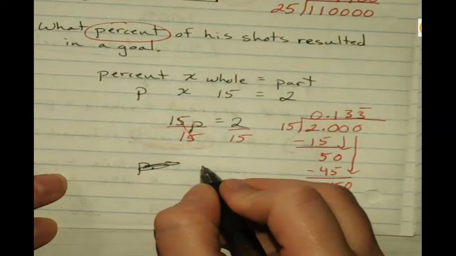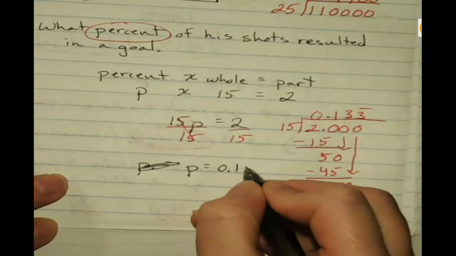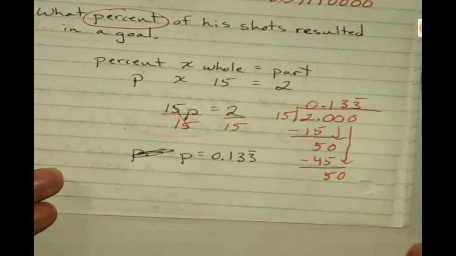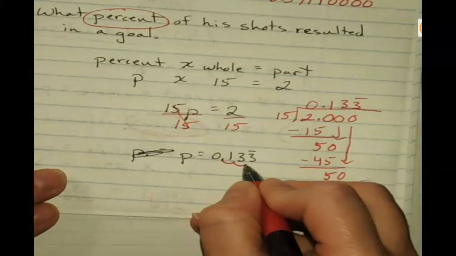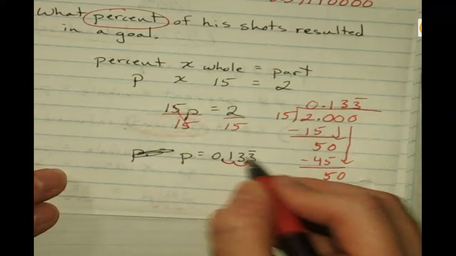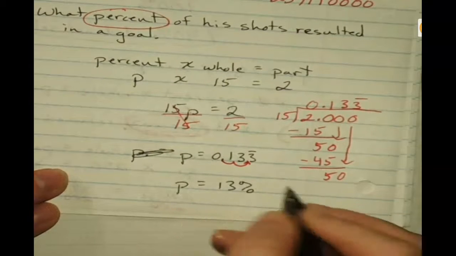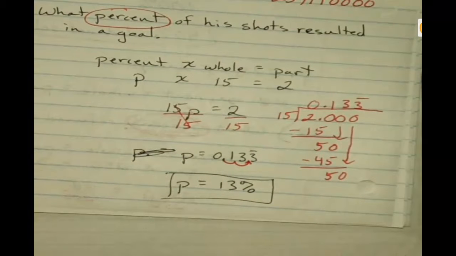Okay, so P is 0.133 repeating. But now we have to change it to a percent. So you have to move the decimal over to the right 2 times. And when they say round, you're rounding to the nearest whole, so what do you get? You get 13. There you go. So in this case, you have to put the repeating 3s, just so you can tell what you need to do.